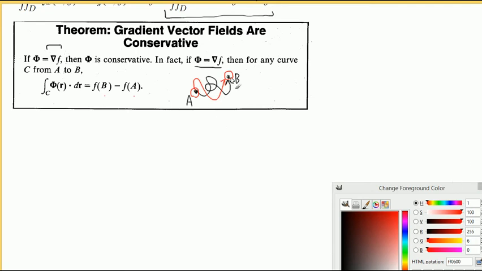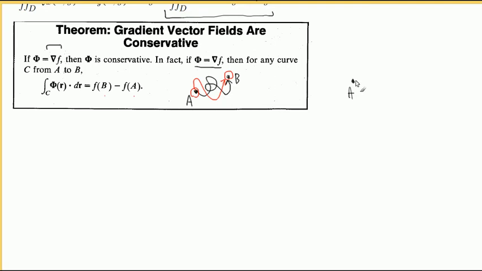What if A and B are the same? So if you started here and end up at exactly the same point by doing a crazy thing like that, right? Then what is the value of f(B) and f(A)? That's the same point, right? So when you evaluate the scalar function, it's 0, right? So that's a third criterion.